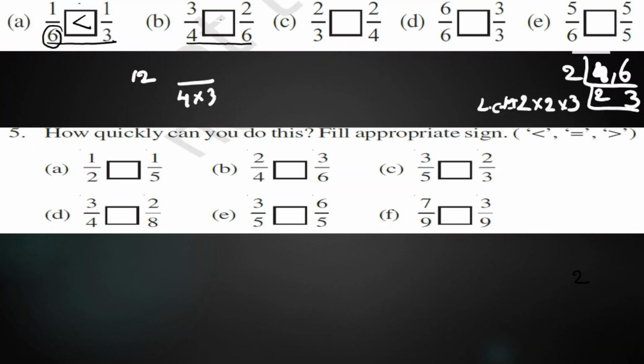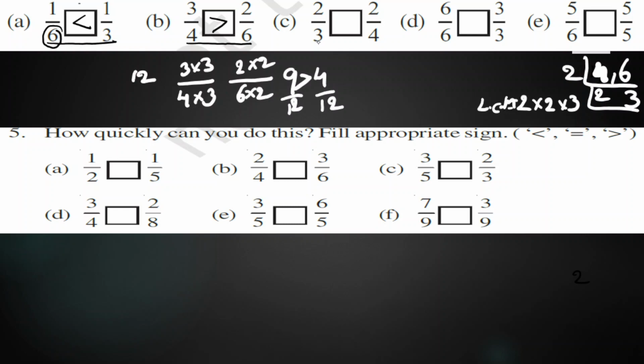4 into 3 is nothing but 12. We need to multiply both the numerator and denominator with the same number. Here 6 into 2 is nothing but 12. And we need to multiply both numerator and denominator with the same number. Now the equivalent fractions of 3 by 4 is 9 by 12 and 2 by 6 is 4 by 12. So these are like fractions. 9 is greater than 4. This 3 by 4 is greater than 2 by 6.